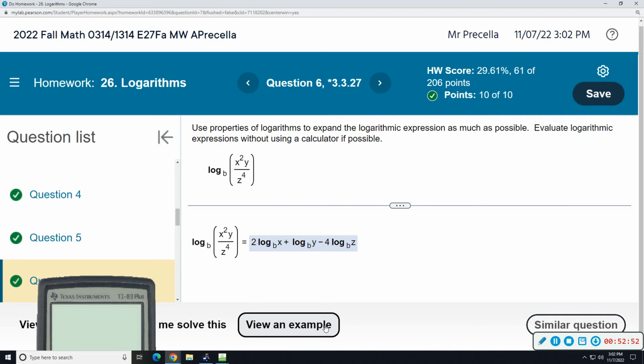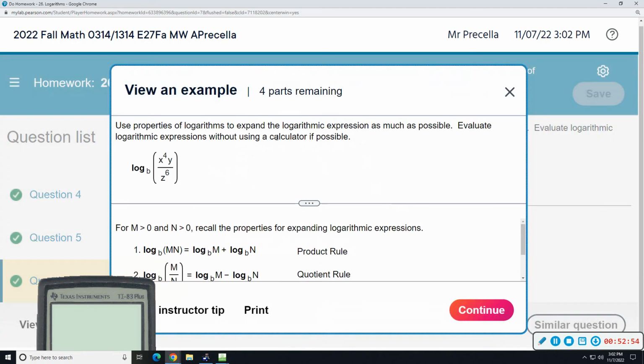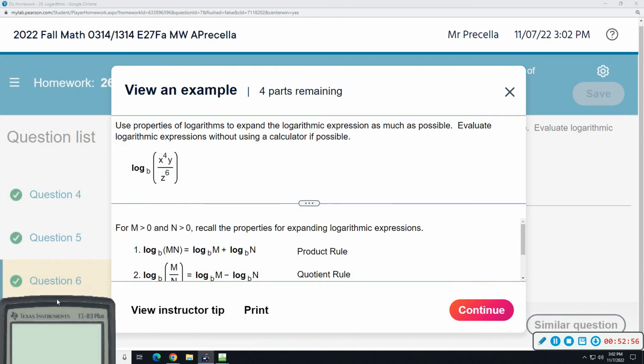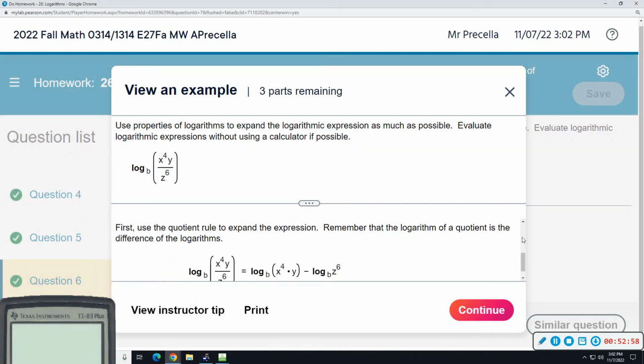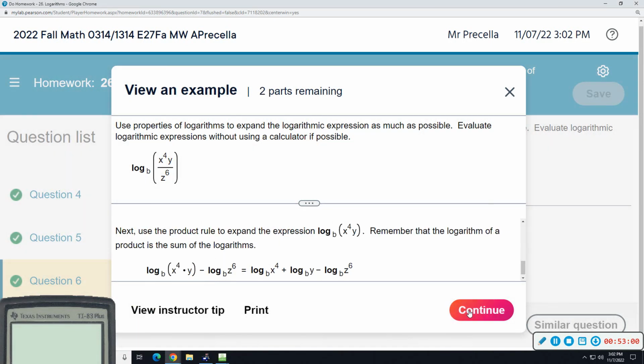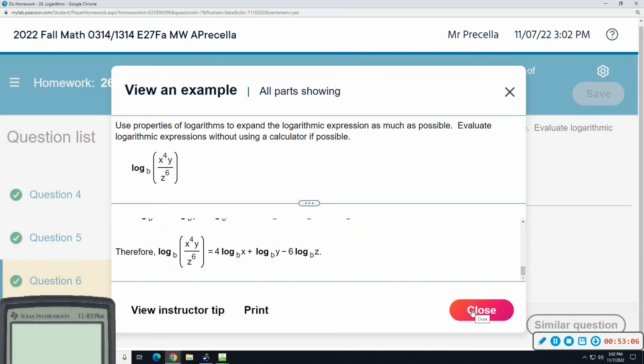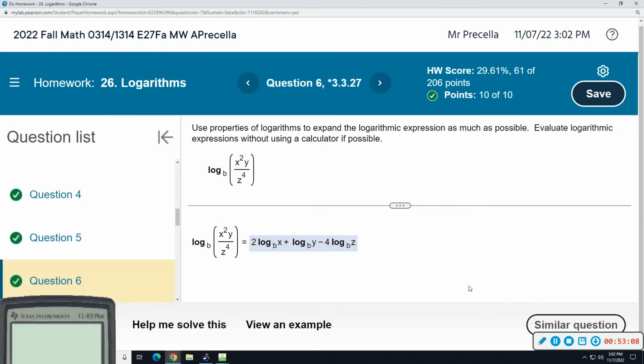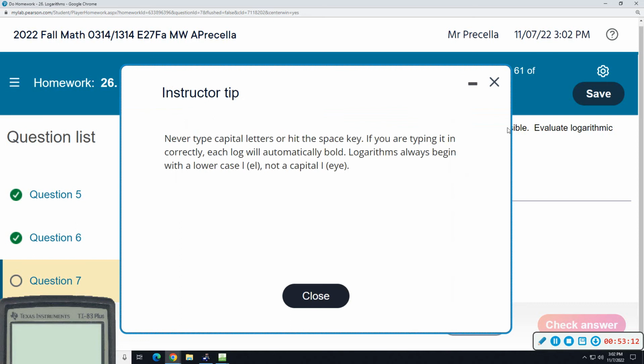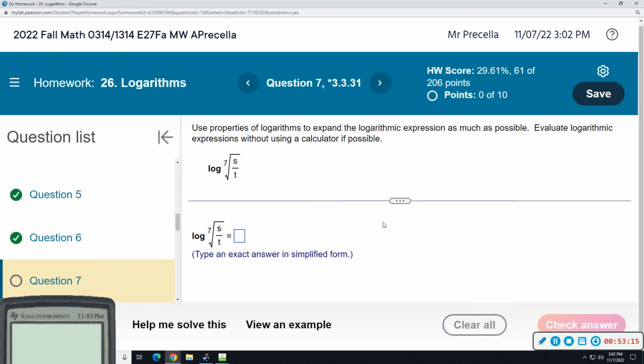Okay. If you look at a view an example, they have 4 parts remaining. They're going to go through all the little steps like we were doing. So they use the quotient rule, then the product rule, distribute the minus, use the power rule. Okay? What's number 7? Oh, that same thing. Okay, I'm going to write this one down.